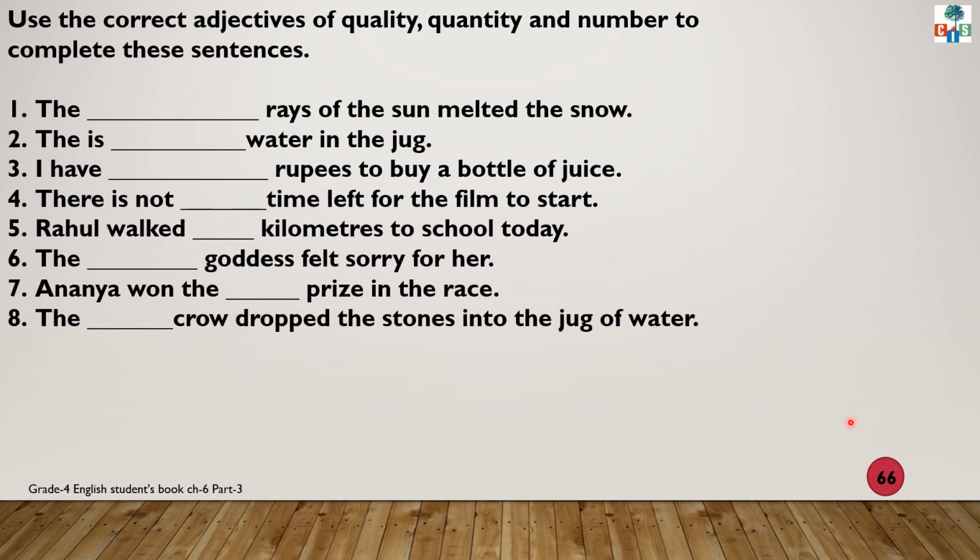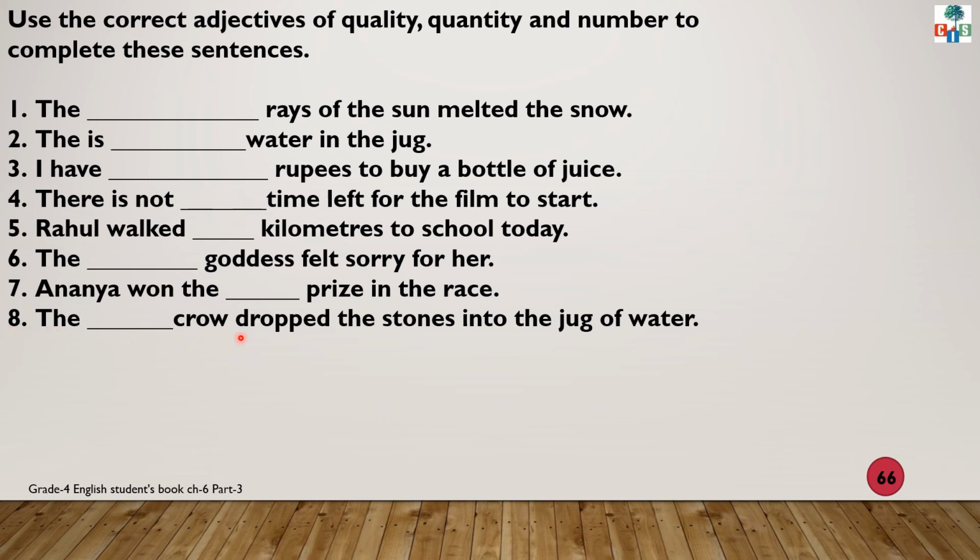Okay, children, take out page number 66. There are 8 blanks given and you have to use the correct adjectives of quality, quantity and number to complete these sentences. Now, I have taken the last one, the 8th one, to make you understand.